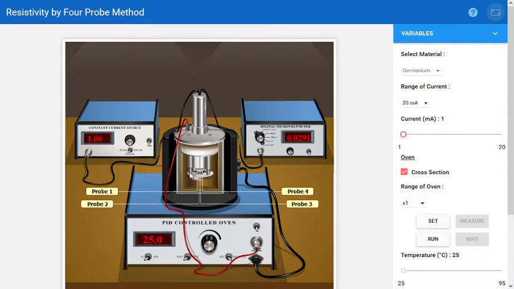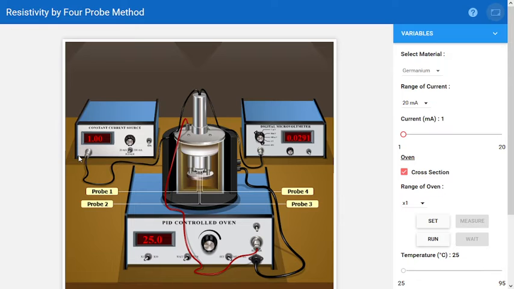I will explain the connections later. A sample of the selected material, which is of millimeter size and has a thickness W, and an oven. This is an oven. It is provided with a heater to heat the sample so that the behavior of the sample can be studied steadily with increase in temperature. A constant current generator, a power supply, and a digital panel meter measuring voltage and current.